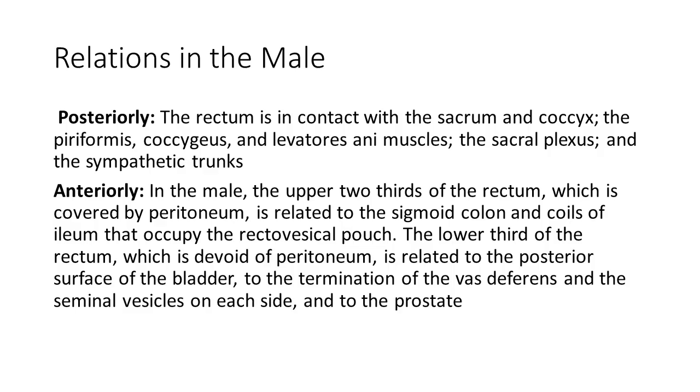Relations of the rectum in the male. Posteriorly, the rectum is in contact with the sacrum and coccyx, piriformis and coccygeus muscles, levator ani muscle, and the sacral plexus and lymphatic trunk. Anteriorly in the male, the upper two-thirds of the rectum, which is covered by peritoneum, is very important. Only the upper two-thirds is related to the sigmoid colon and coils of the ileum and the rectovesical pouch. And the lower third of the rectum, which is devoid of peritoneum, is related to the posterior surface of the urinary bladder, the termination of the vas deferens, the seminal vesicles, and the prostate.